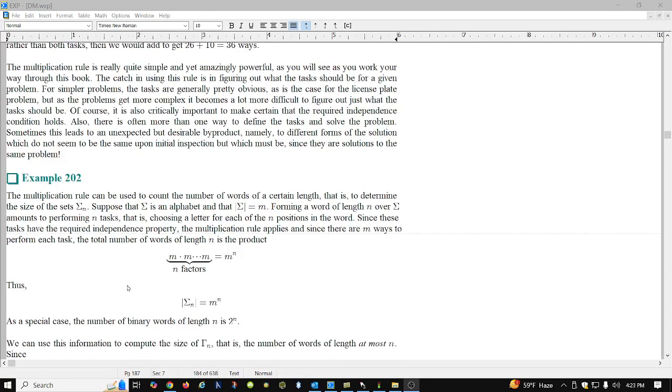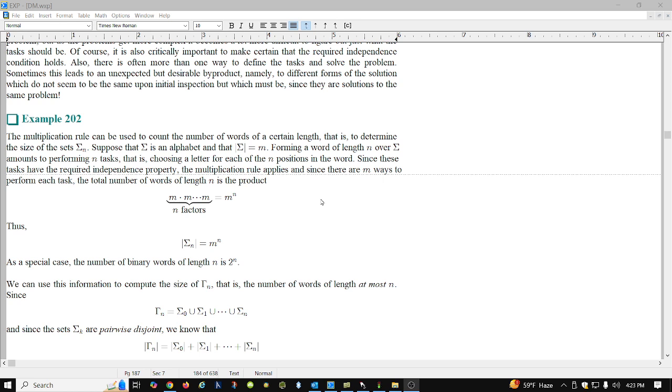Here is a simple example. The multiplication rule can be used to count the number of words of a certain length over a certain alphabet. So to determine the number of words of length n over an alphabet of size m, how do you do that? How do you construct a word? You choose the first character or letter in the word, and since the alphabet has size m, there are m choices. Then you choose the second letter, also m choices, and so on.